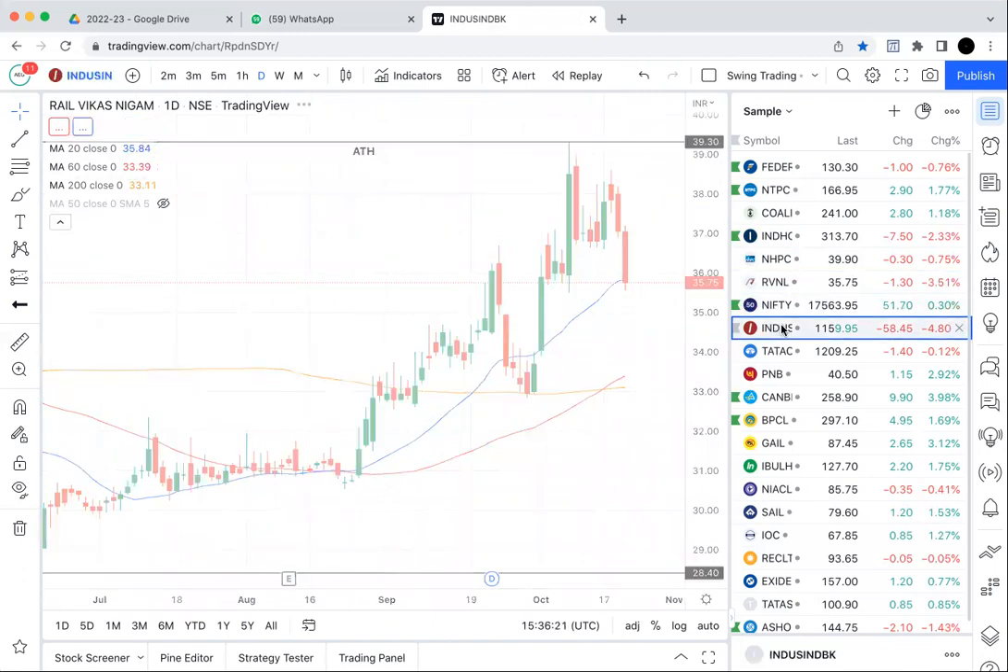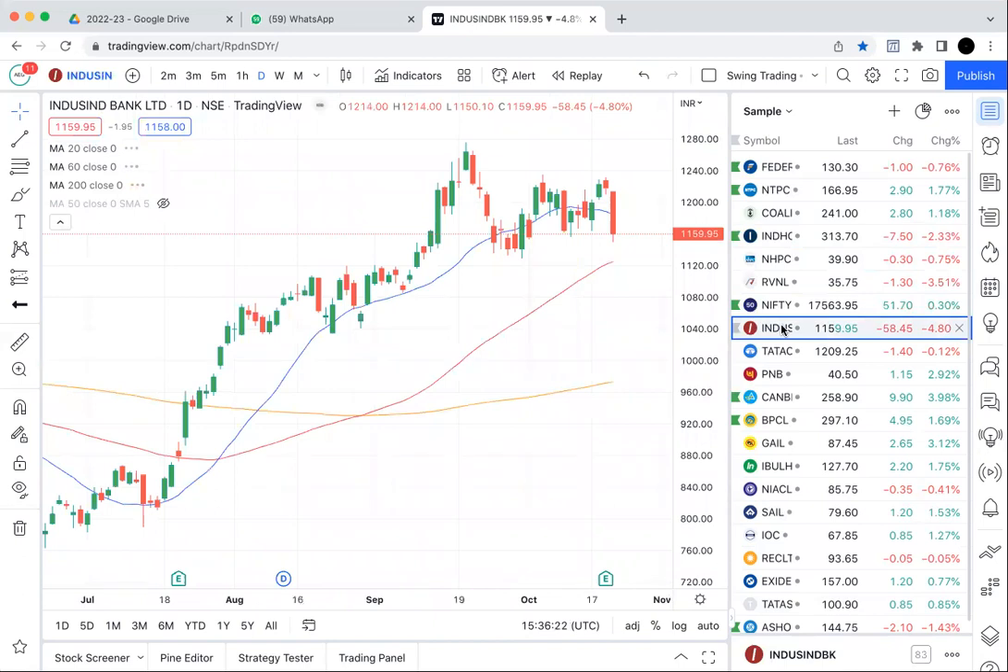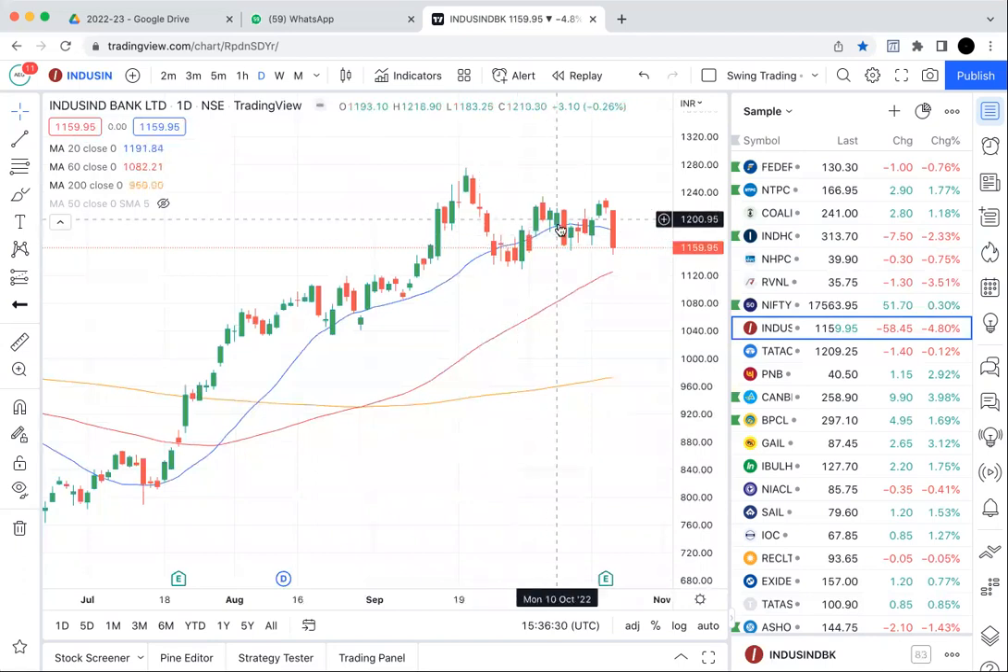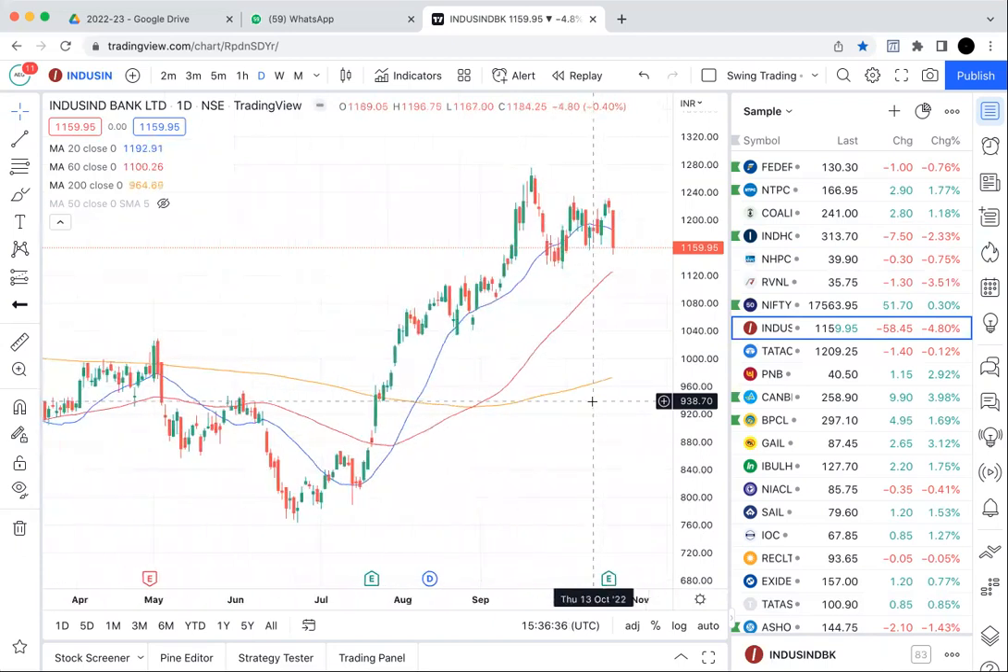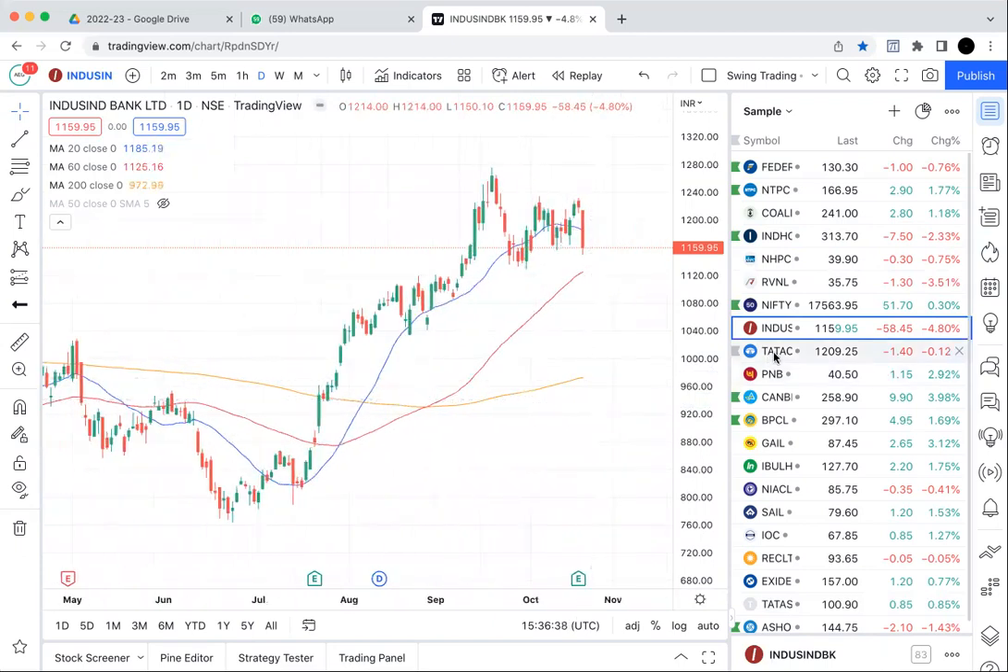Next one, IndusInd Bank. IndusInd Bank also has the same pattern, although this is kind of being pushed down a little bit. But then you have the 20 above the 60, 60 above the 200, and look at the overall trend. That looks fairly decent.